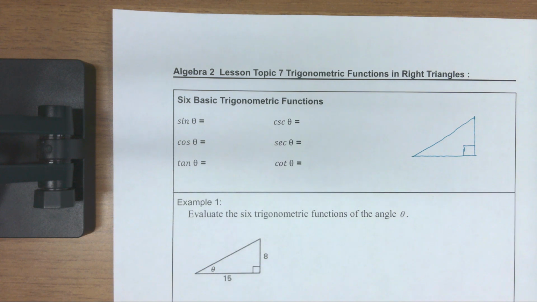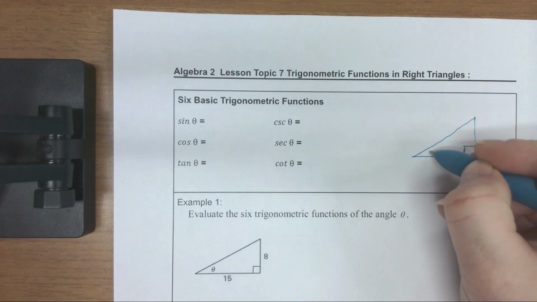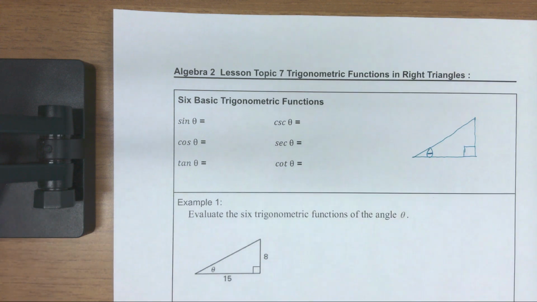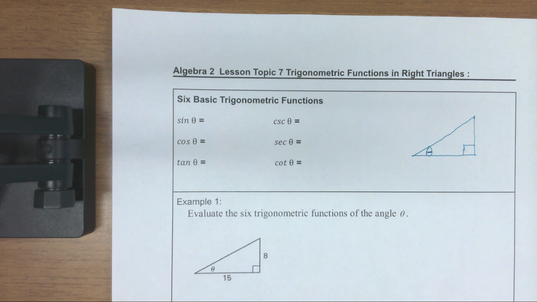So what I would like you to do is put theta, which is just an oval with a mark through the middle. I don't know why it says my projector's overheating. It's just on. Hopefully that goes away.